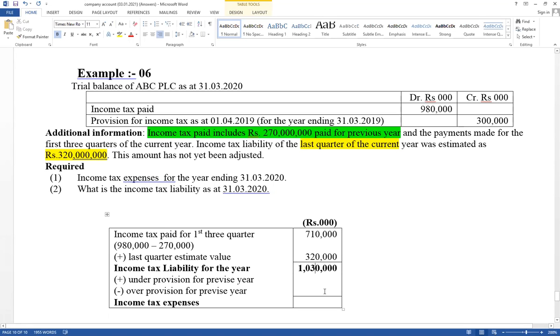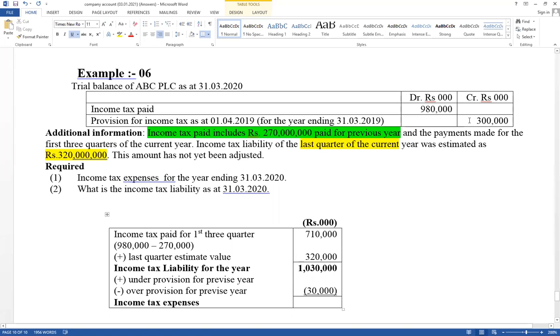Then adjust the previous year gap. This is a provision for income tax. That value was considered as an expense in the previous year, estimated and considered as expense 300,000. But actually paid for that equals 270,000. This is the correct value. Therefore, the provision is an over provision. Difference value equals 30,000. If it is an over provision, the previous year tax was considered too high. Therefore, that value can be deducted from this year. Therefore, over provision 30,000 deduct.